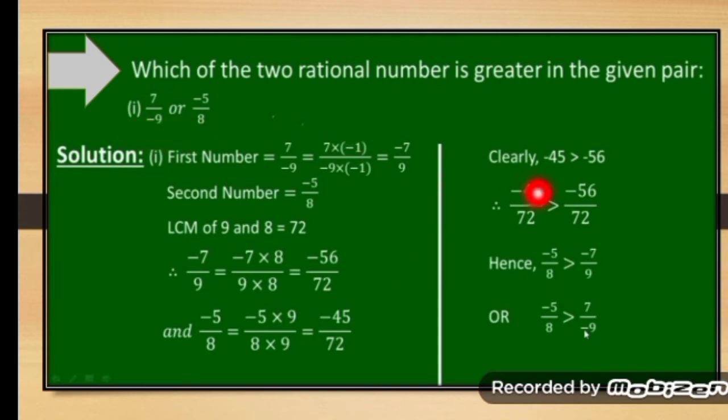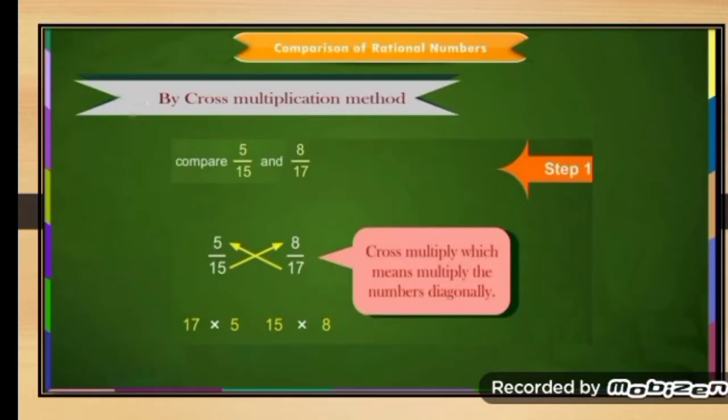As minus 45 is greater than minus 56, so minus 45 by 72, which is this rational number, will be greater than minus 56 by 72, which is this rational number. Now write the answer in the form of the original question. Minus 45 by 72 is obtained from minus 5 by 8, so minus 5 by 8 will be greater than minus 7 by 9.